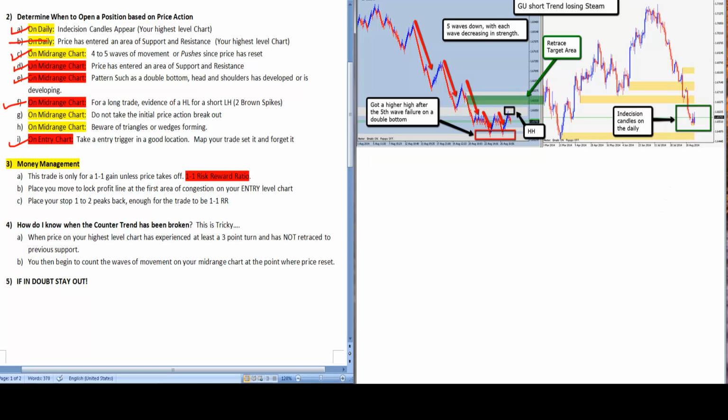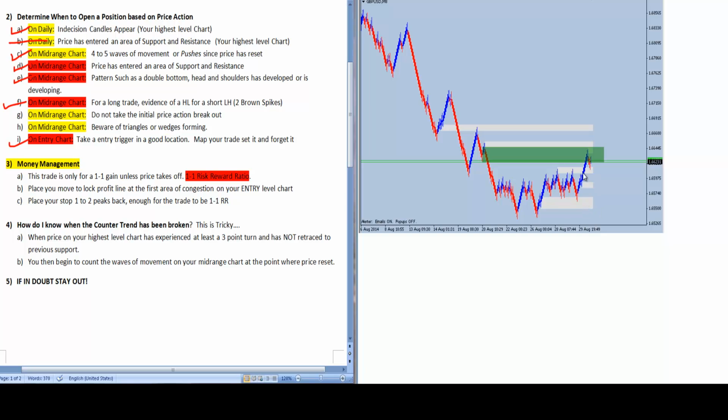So I missed that. But if we look and check price, what happened on this trade, this was the pound dollar several days later, or maybe half a day later, and in fact it did retrace to the area that I had talked about. This was your counter trend trade.